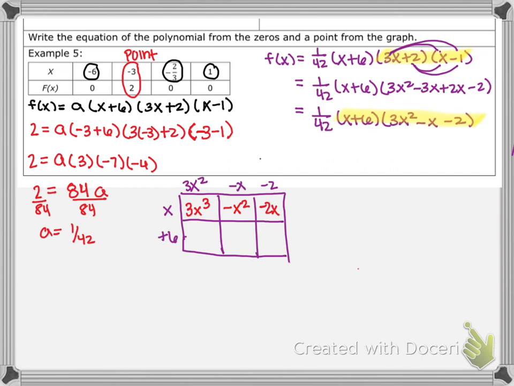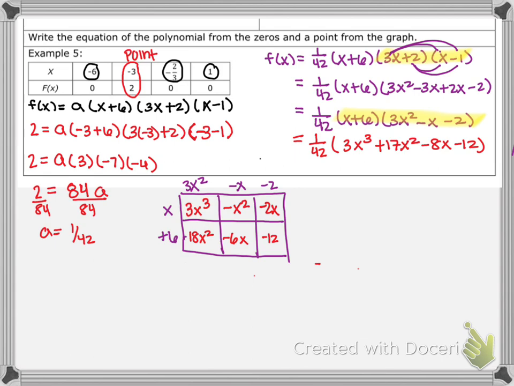So 3x squared times x is 3x cubed. X times negative x, that's the negative x squared. X times negative 2, negative 2x. Now let's do the bottom row. So we should get 18x squared, negative 6x, and then negative 12. I still have that 1 over 42 in front, but I get 3x cubed. I have 18x squared minus x squared, so positive 17x squared. Negative 6x minus 2x, that's negative 8x, and then minus 12.